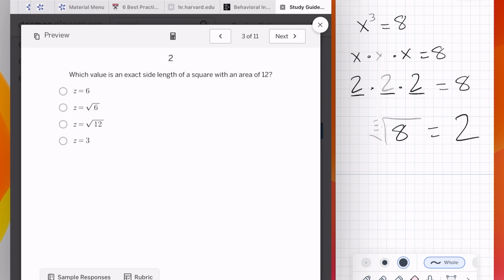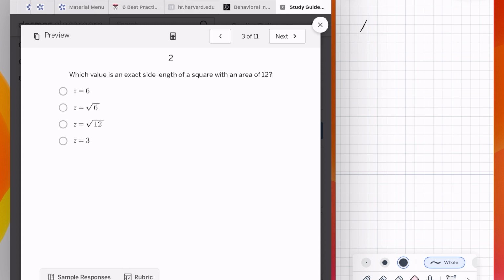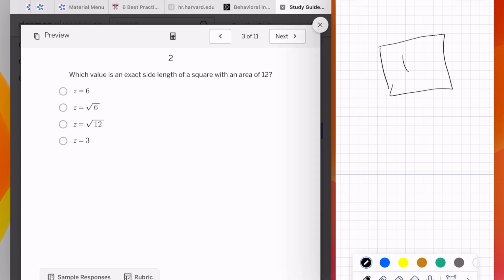Cool. Question 2, this is pretty similar. Which value is an exact length of a square with an area of 12? So we have our square. It has an area of 12. So what is the side length? The side length is going to be the square root of 12.